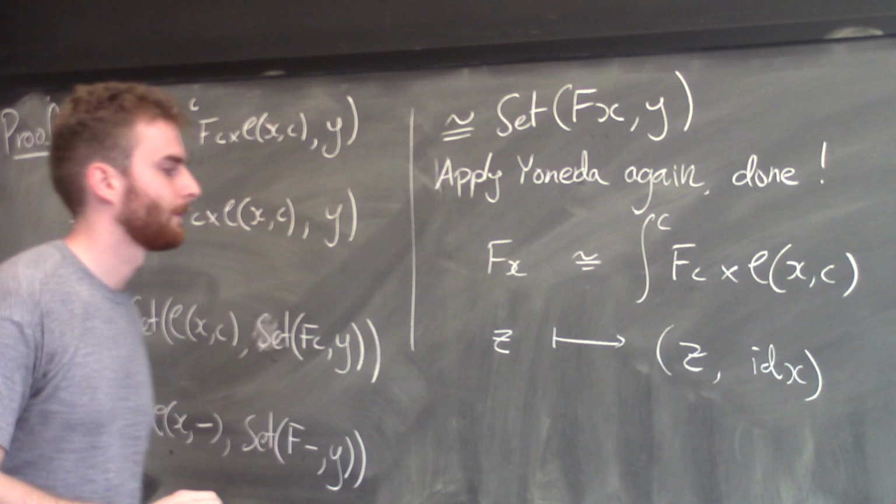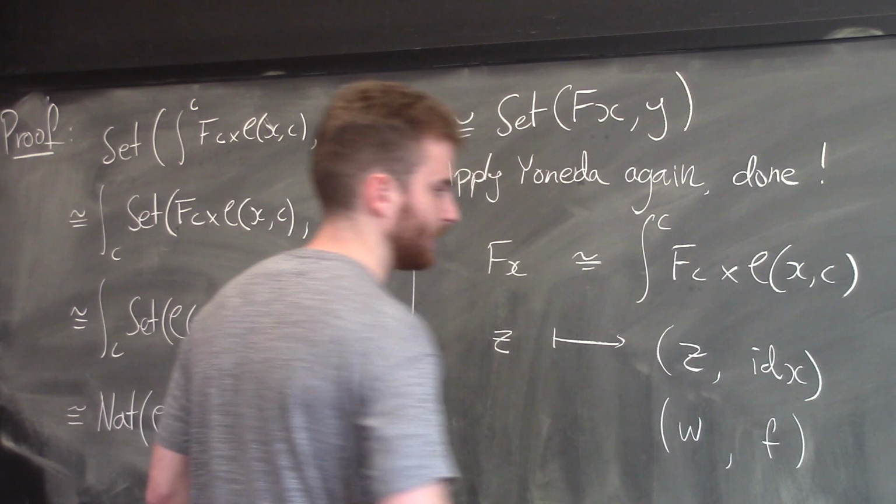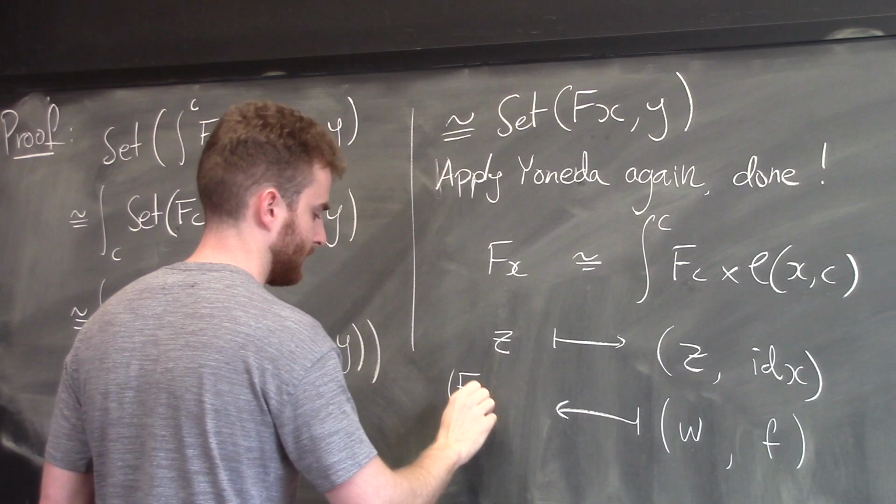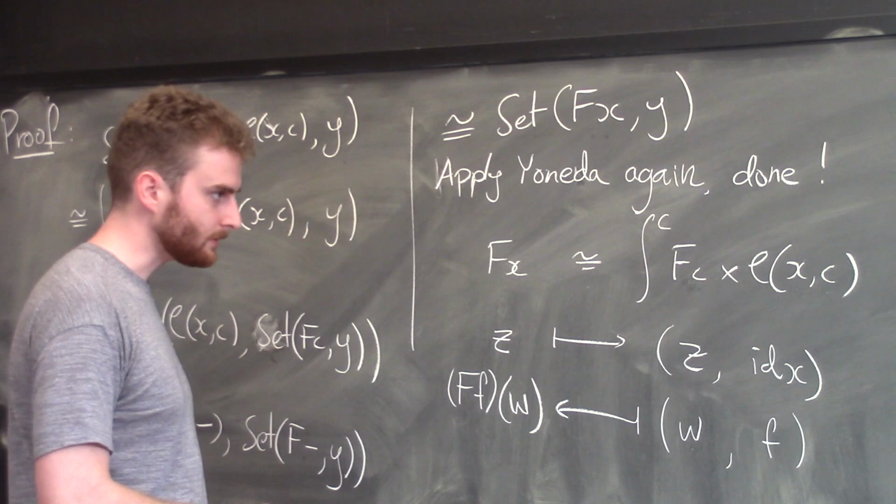And in the other direction, suppose we've got some w in F of c, but we have a map from x to c. Then we can use the functor F to go backwards. So the functor F applied to the map, applied to w, gets us to an element of F of x, which is what we need. Okay.